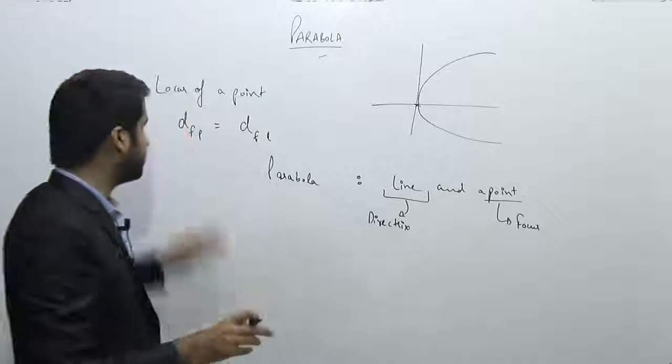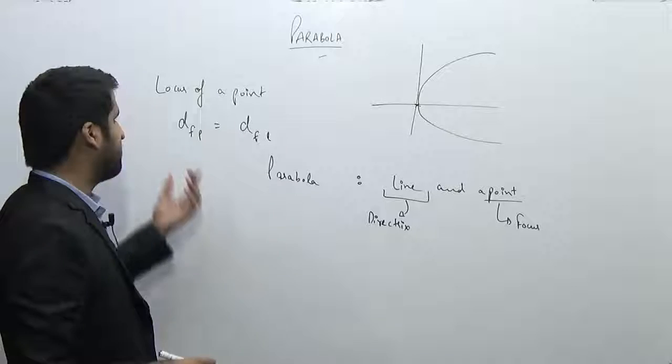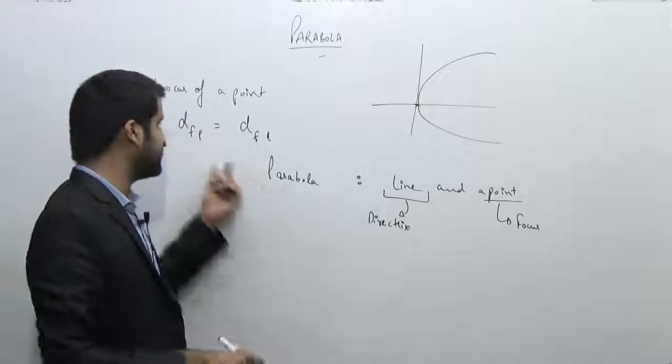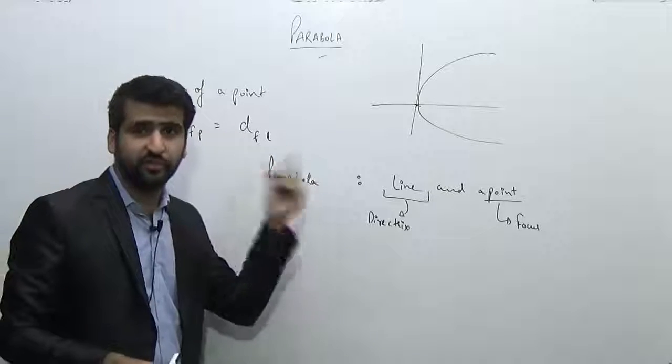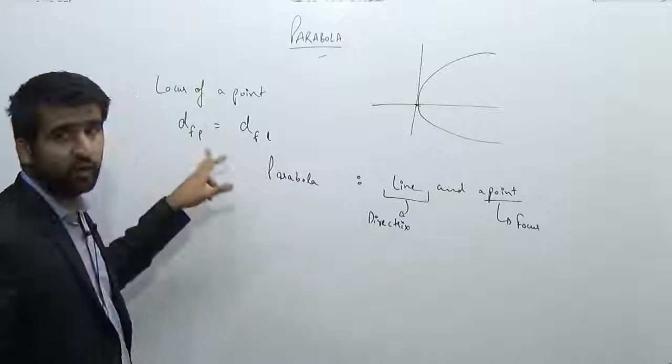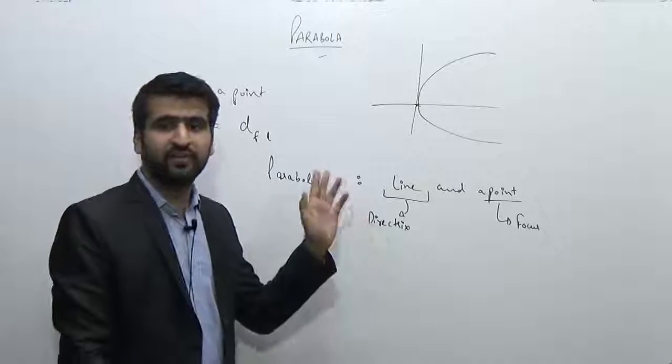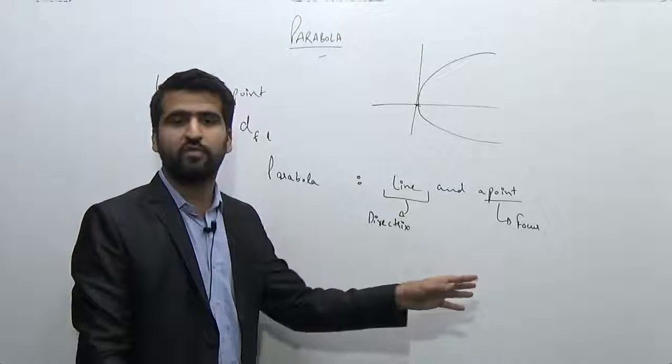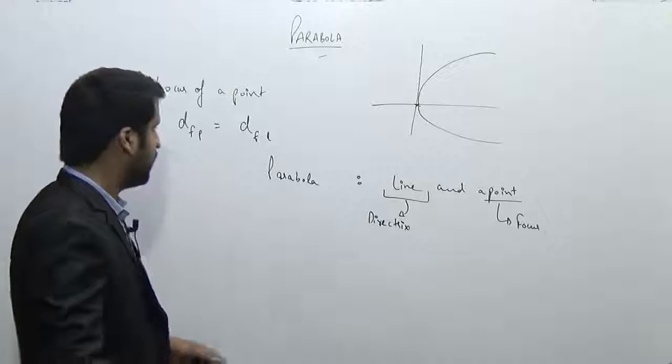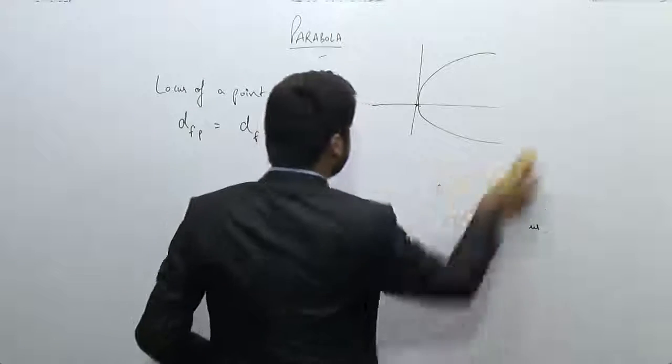So you need to understand this definition very nicely. A parabola is a locus of a point whose distance from the fixed point is equal to the distance from the fixed line. Now this fixed point is always called the focus and the fixed line is always called the directrix of a parabola. Right? So now we'll see how we obtain this locus.